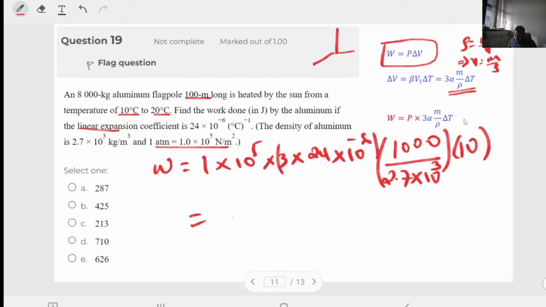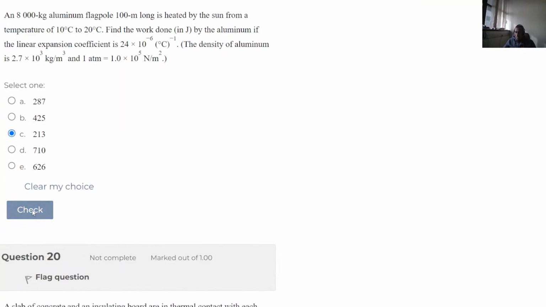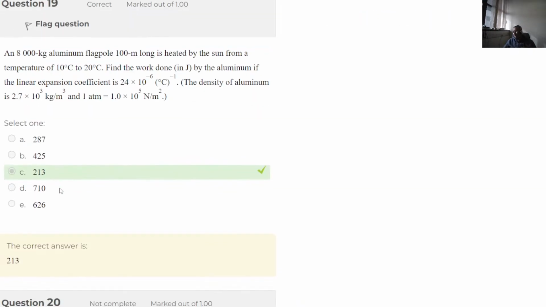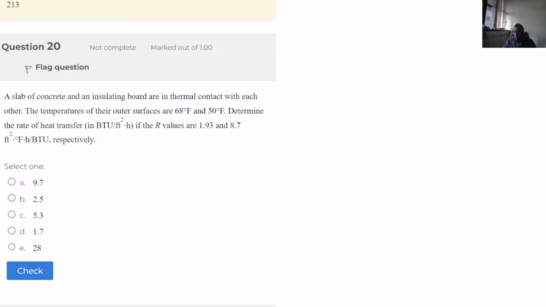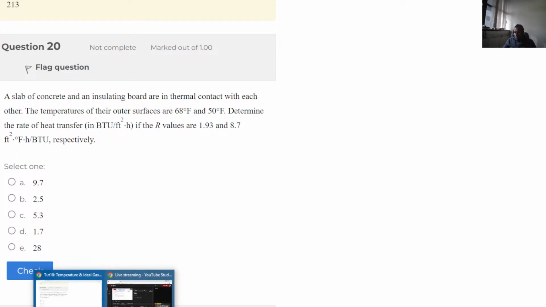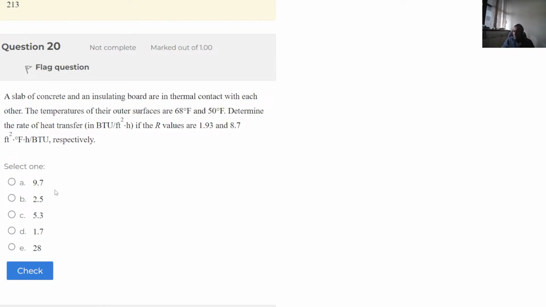I got 213 joules. 213, it's exactly that. I'll see that it's 213. Hopefully it is going to say yes. Yep. Oh, so tired. If it says no, I'll go back. That last one, I can't tell you how tired I am now already. The last one.